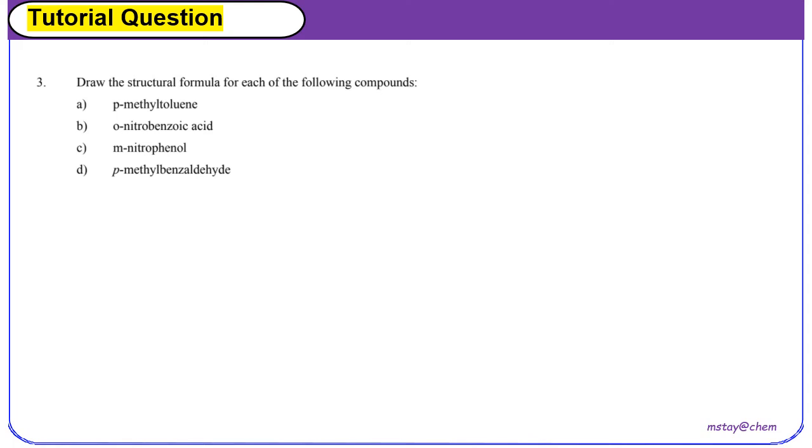Okay, let's continue to tutorial question number 3, where we need to draw the structural formula for the following compounds. As we know, toluene is a benzene ring with a CH3. Here p-methyl is mentioned, so P stands for 1,4. Now if we draw the structure, normally we follow clockwise: 1, 2, 3, 4. Position 4 is opposite, with another CH3. So that is p-methyltoluene.